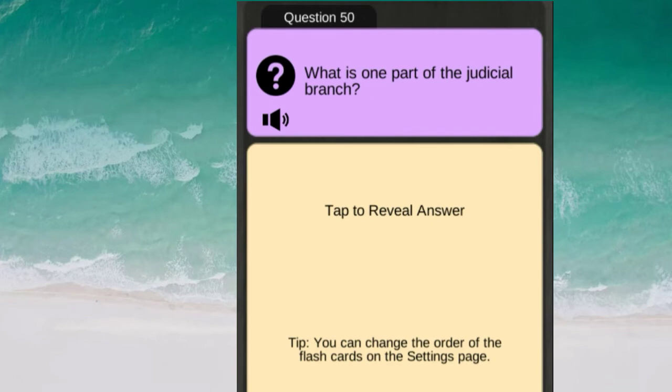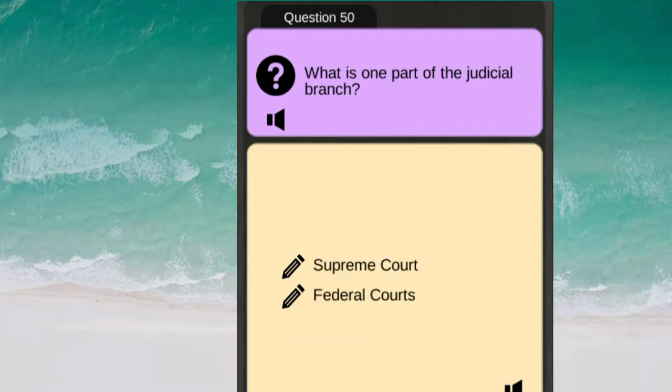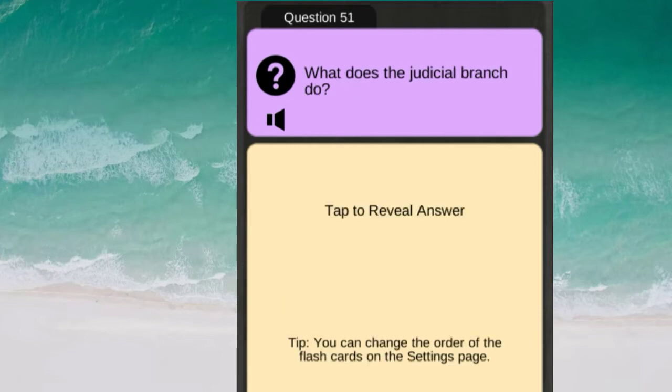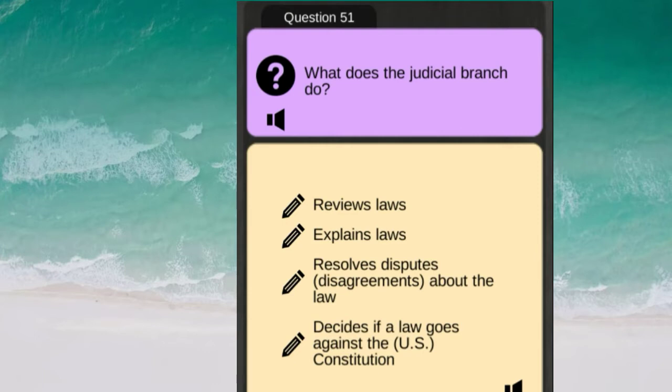What is one part of the judicial branch? Supreme Court. Federal courts. What does the judicial branch do? Reviews laws. Explains laws. Resolves disputes, disagreements about the law. Decides if a law goes against the U.S. Constitution.